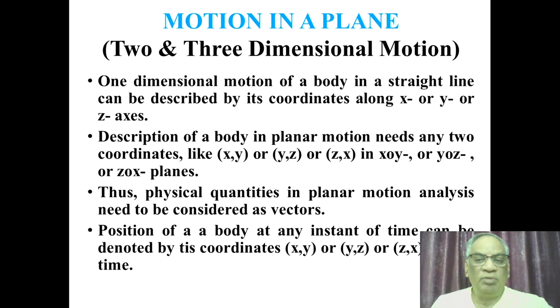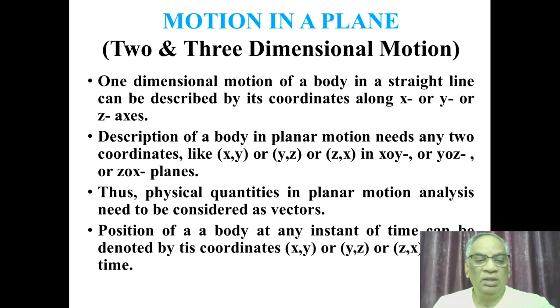Whereas the description of a body in a plane, that is planar motion, needs mentioning any two of the coordinates like x, y or y, z or z, x in the xy plane or yz plane or zx plane of the xyz frame of reference. Thus, physical quantities in planar motion analysis need to be considered as vectors. Position of a body at any instant of time is denoted by its coordinates xy or yz or zx at that particular instant of time.